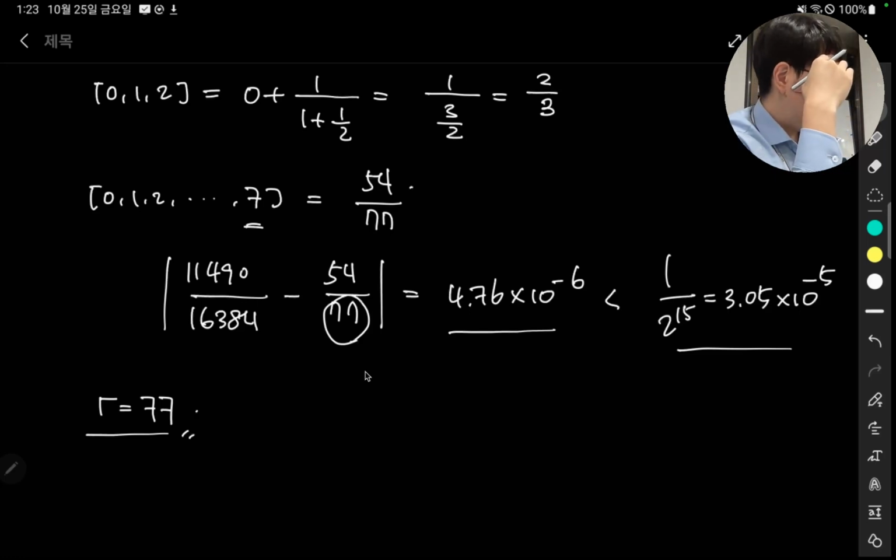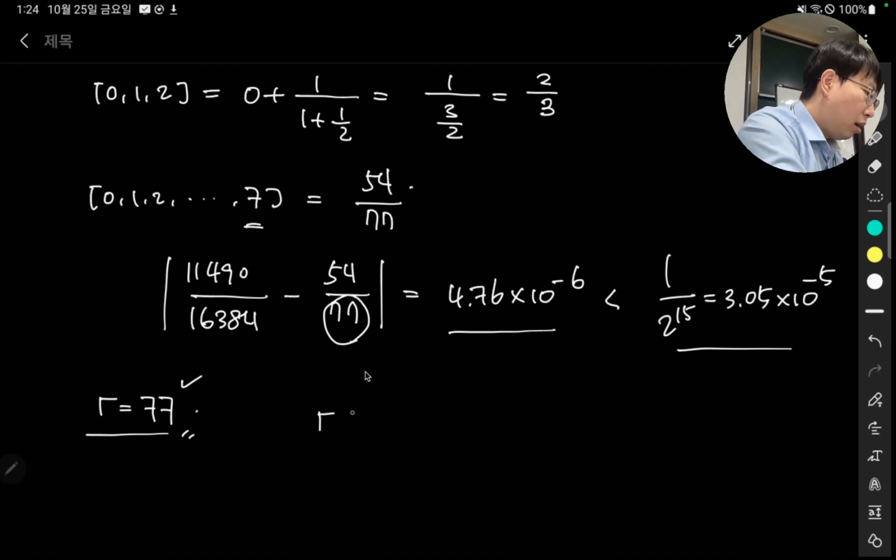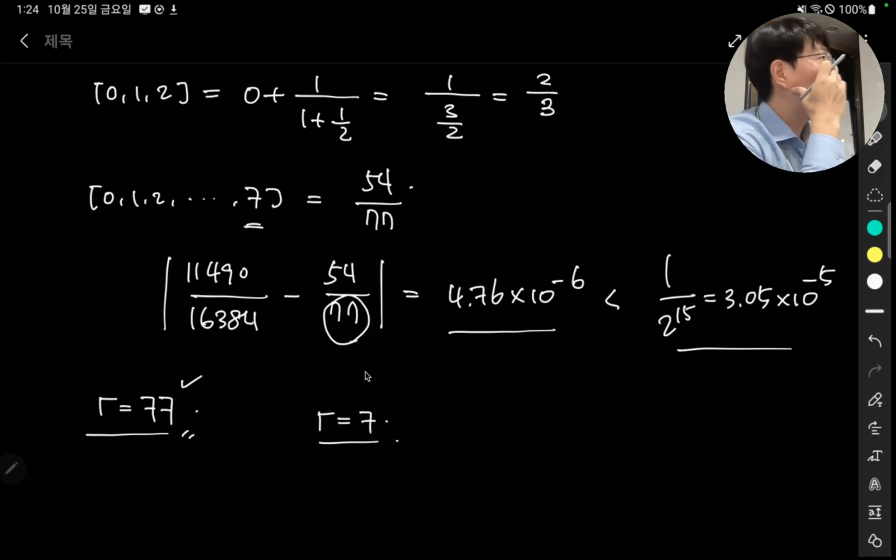Now, it could be the only period, it could be the largest period, but what we can do here is take one more measurement with the circuit and find another y. And once we have y, we can do the same thing again with the new y and find another r. So if r happens to be 77 all the time, then you can assume that this 77 is the period. But sometimes you might get r equals 7.